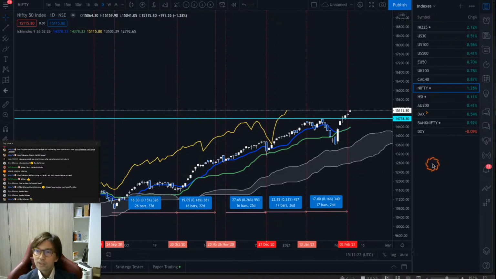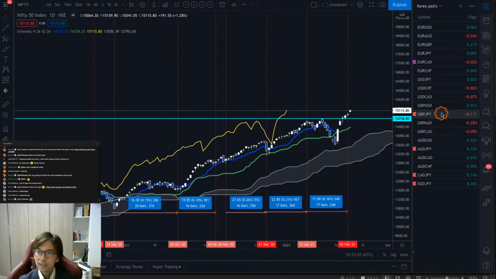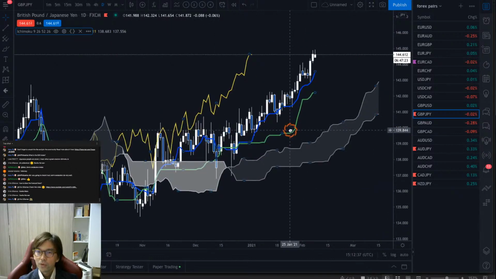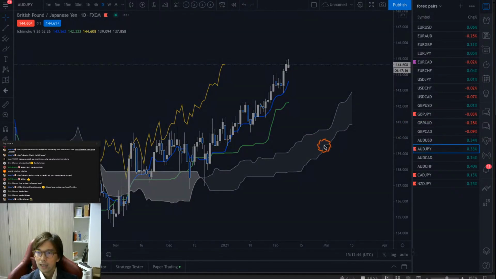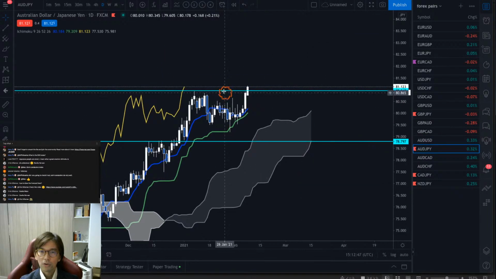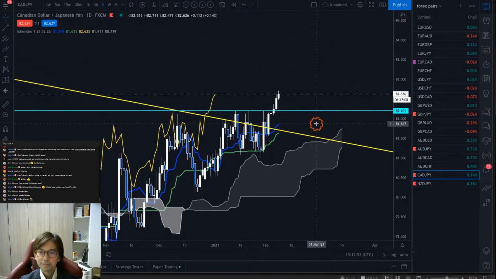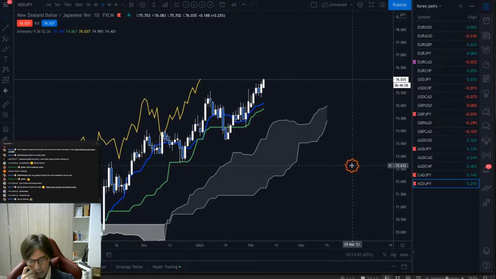Let's see. So what else to look at? Let me come back to some of the Forex pairs and see if we can see still some trends. So yeah, pound JPY is still uptrending on the daily chart, and AUD JPY is also uptrending, and CAD JPY is also uptrending at the moment, and NZD JPY is also uptrending now. So among these four pairs, which one to pick to buy is, I think, the next question.